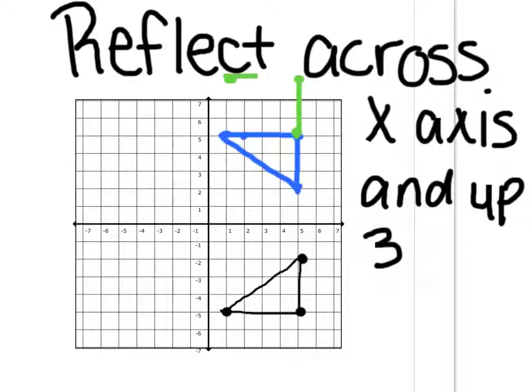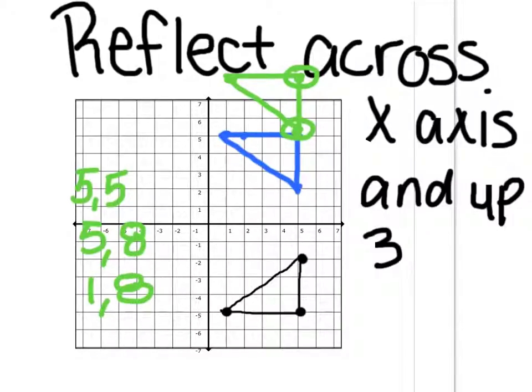Now to write the points, looks like we go over 5 and up 5 for this one, and then over 5, up 8 for this one, and then over 1, up 8 for this one.